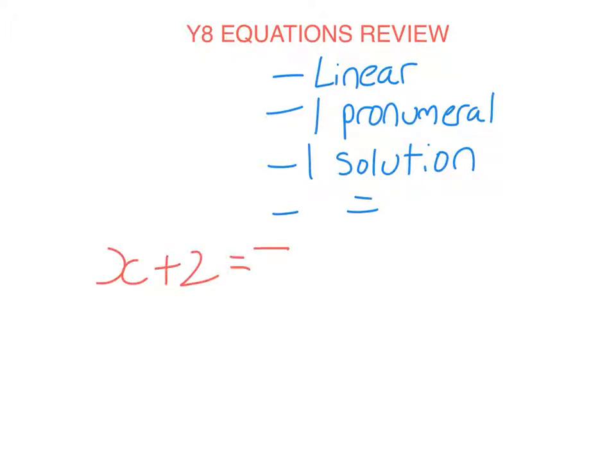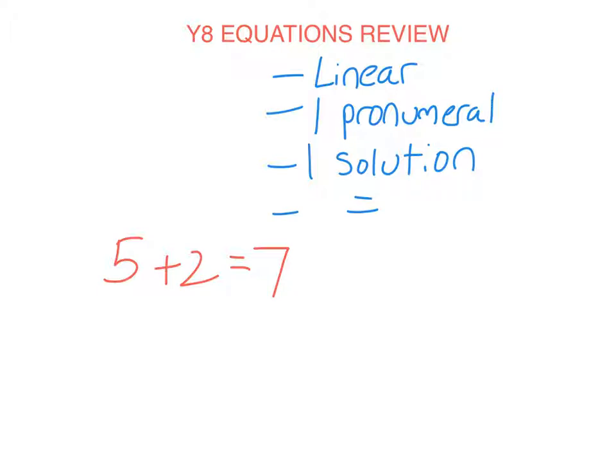You can probably figure out the answer to this without too much effort. So with this equation, like all the others we do, we have our pronumeral, and we want to find a number that we can substitute for that pronumeral to make this a true statement. Obviously, if I substitute 5 for x, then I get a true statement. 5 plus 2 equals 7 is a true statement.